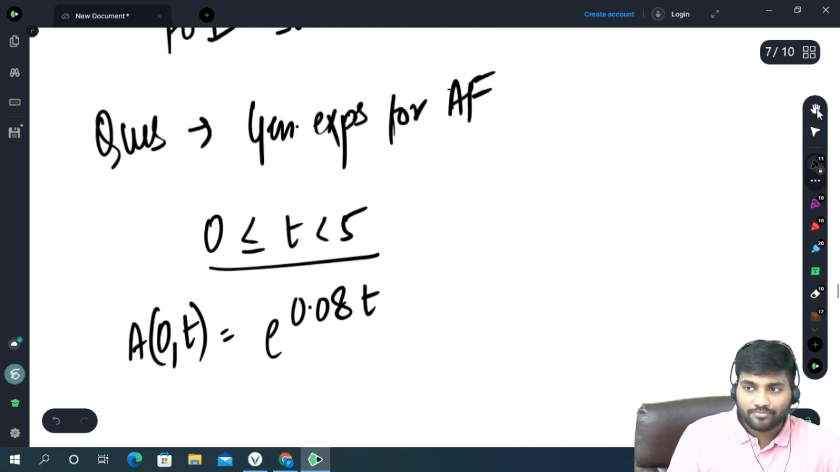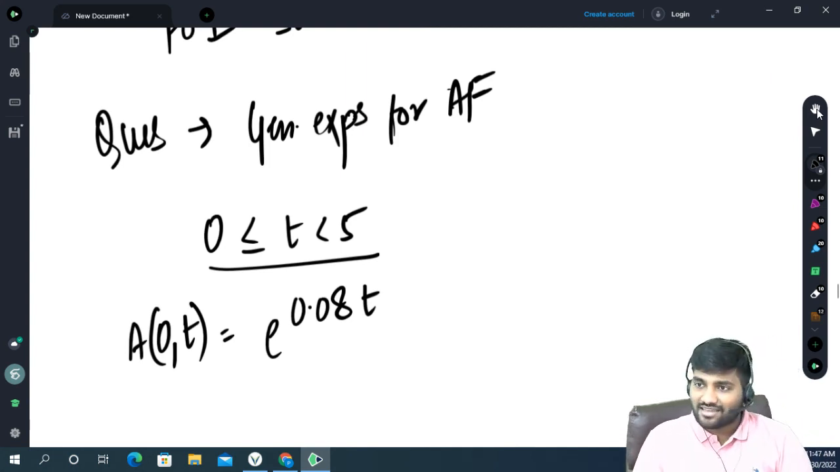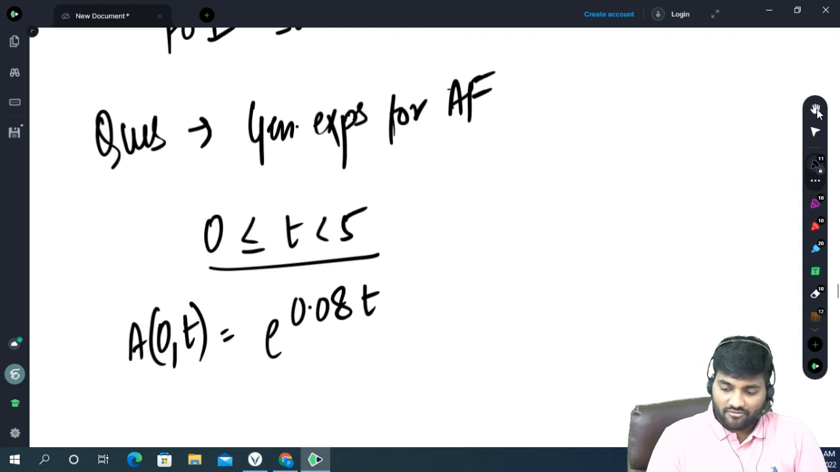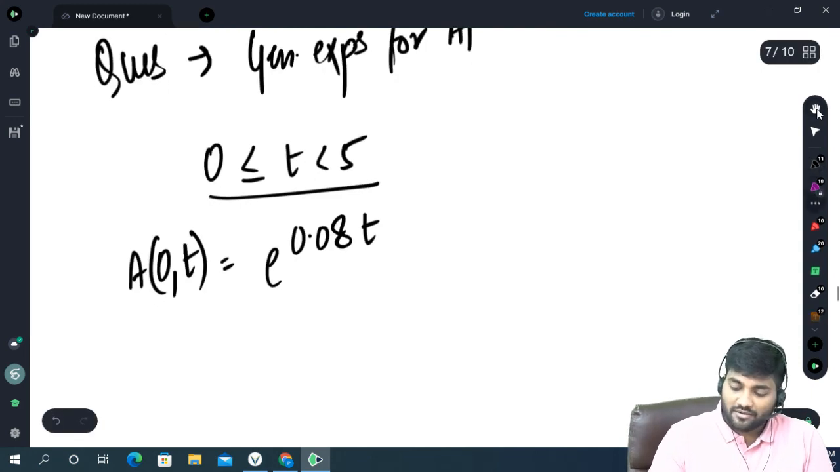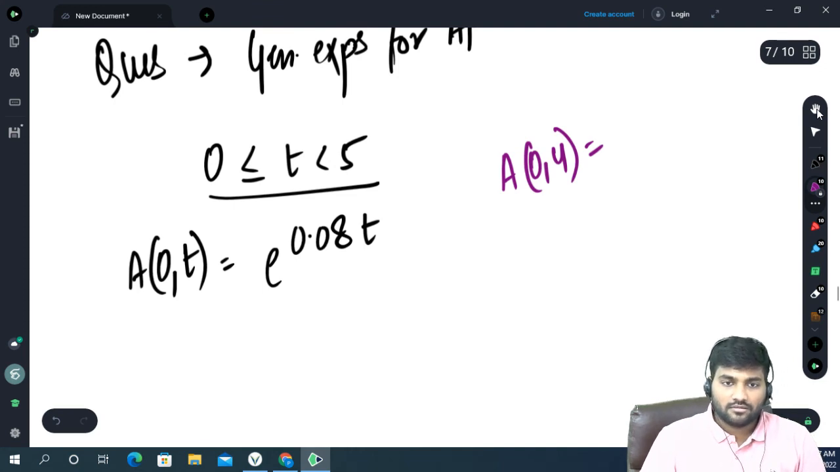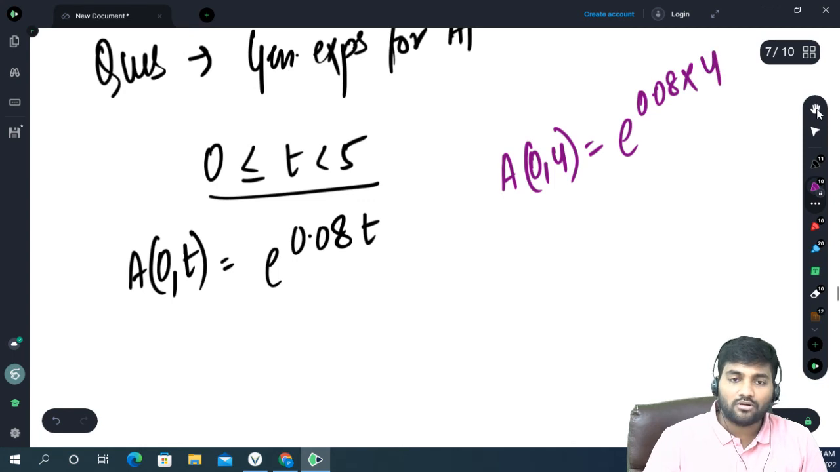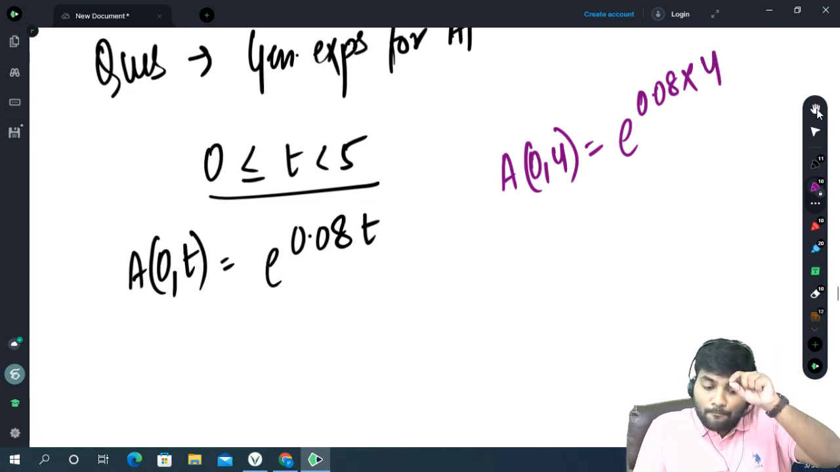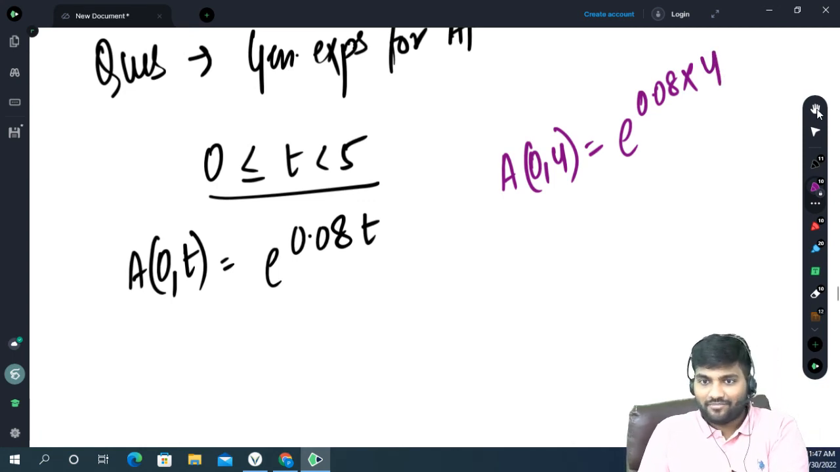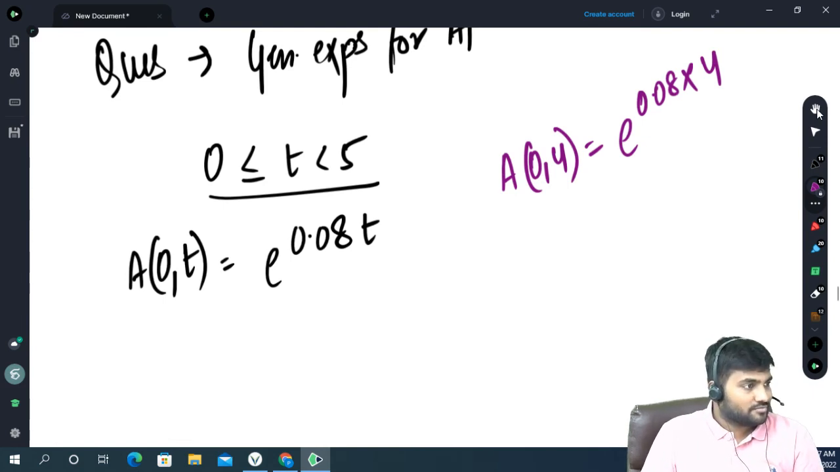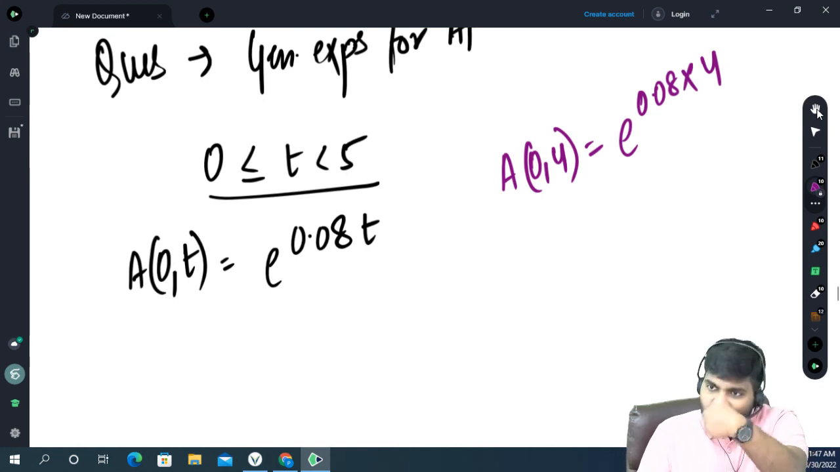Very simple. Now suppose we need A0 to 4. What will be the answer? It is e to the power 0.08 into 4. But we can only put t up to 5 in this expression. And for t greater than or equal to 5, we will integrate once more.